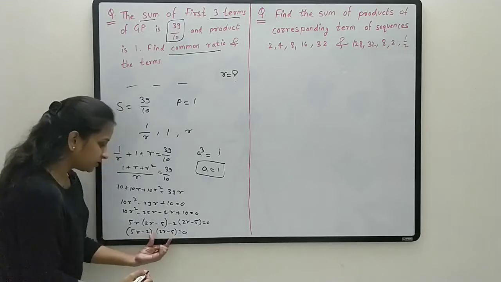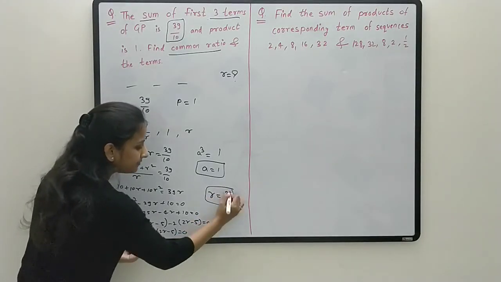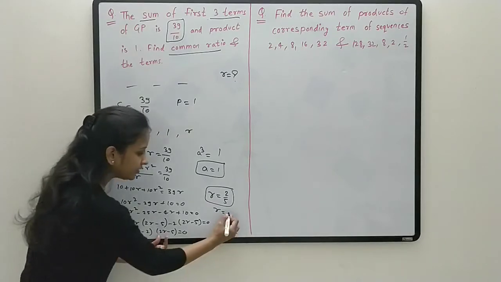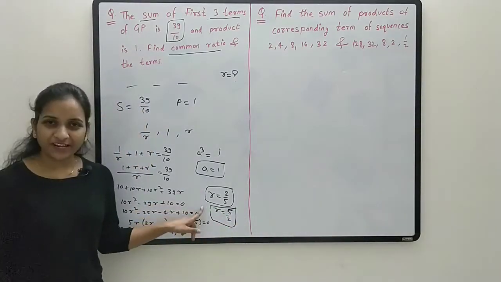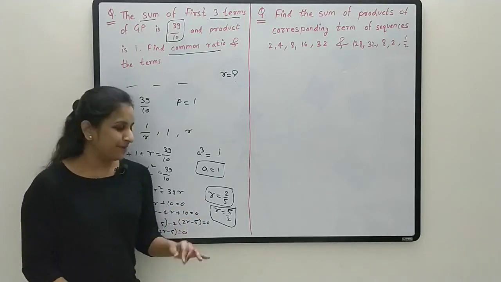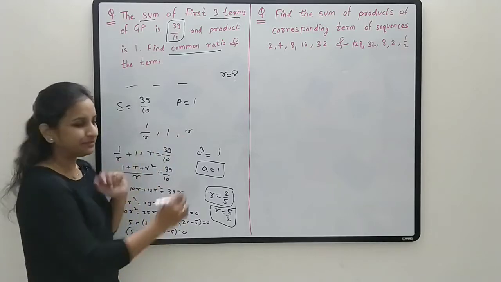So equating each factor to 0, we will get r equals 2 by 5 and r equals 5 by 2. Here we got two values of r. Both are correct. By using both the values of r, you will get the same terms of GP.